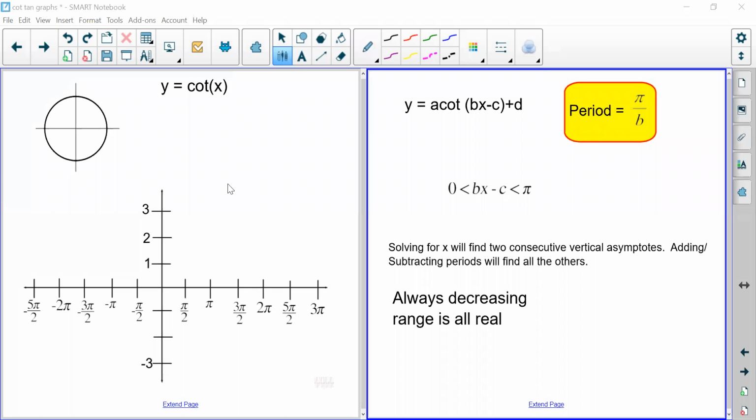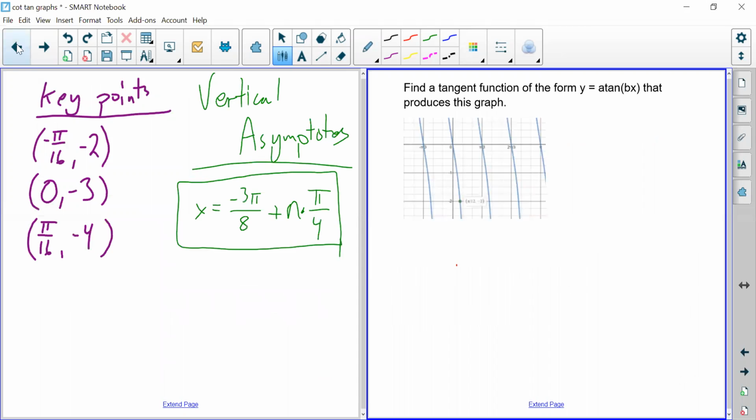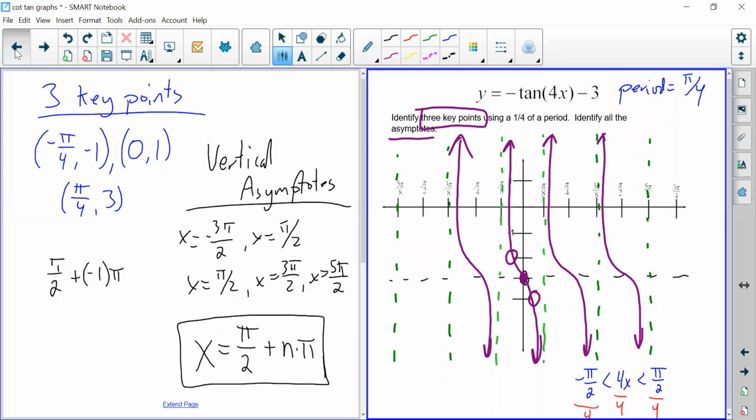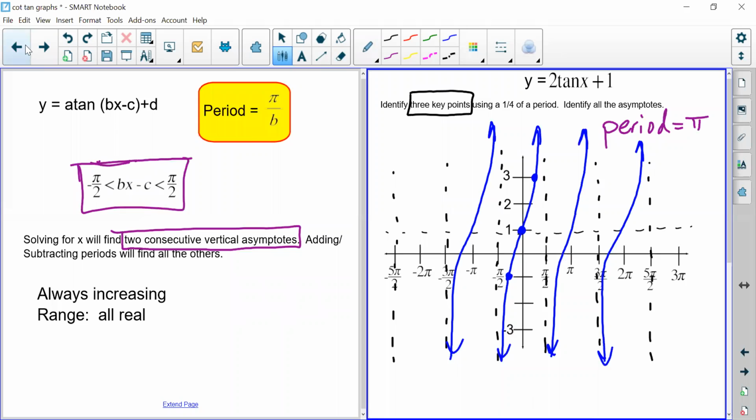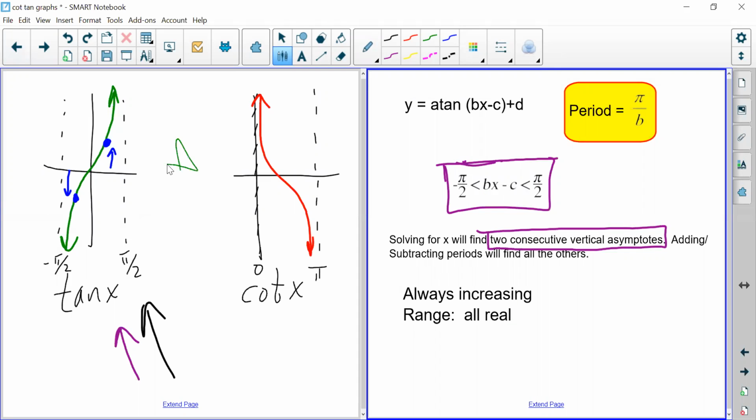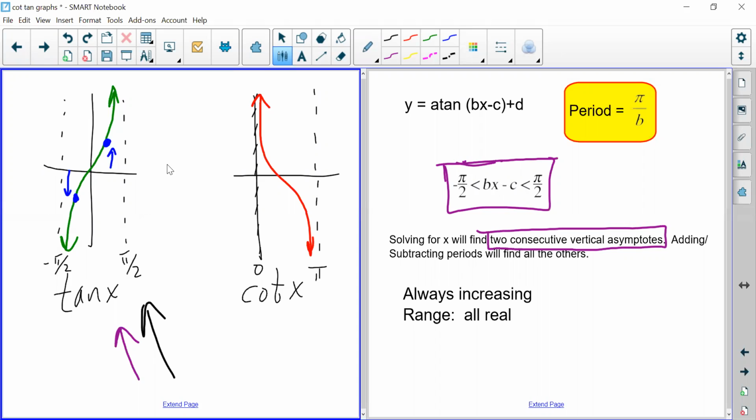Okay, so for cotangent, a lot of the things that we learned with tangent apply. So remember, on this slide right here, we have a quick comparison of tangent and cotangent. Tangent goes through the origin. Cotangent has a vertical asymptote through the origin. Tangent is always increasing as you move left to right. Cotangent is always decreasing when you move left to right. Those are about the only differences.